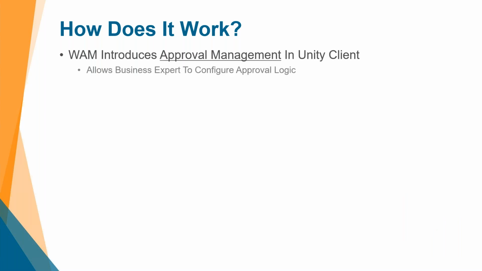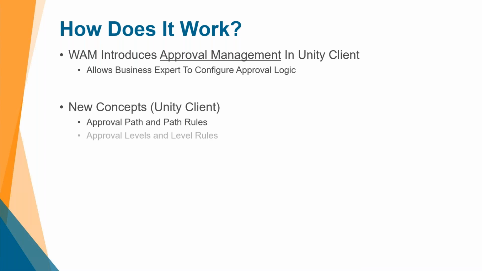So with all that being said, now we're moving on to the Unity client side. WAM introduces approval management that we'll actually see. Last slide before we get to the demo, I promise you that. That approval management button that's going to be there will grant appropriate permissions to the individuals that need to be able to modify the logic of any of these approval processes. That's available within the Unity client. So within that approval management in the Unity client, there's some new concepts to talk about: approval paths and path rules, approval levels and level rules, and approvers and user rules that go along with that.